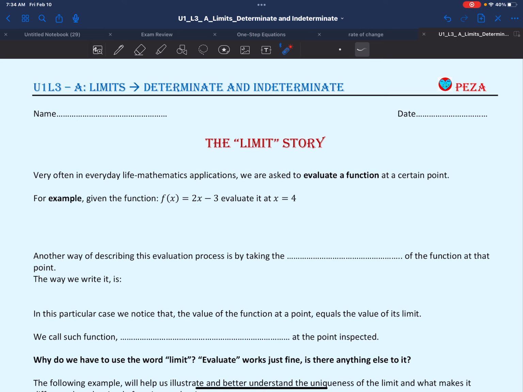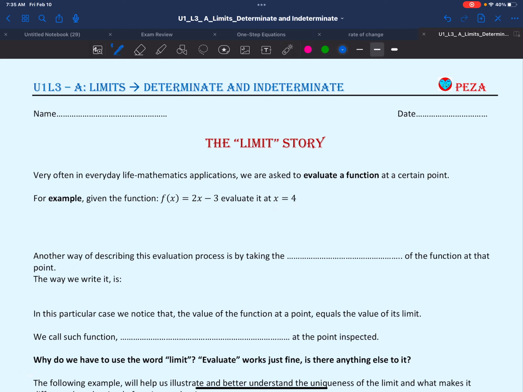Remember that very often when we solve word problems in math, we have to evaluate a function at a specific point. As an example, I brought in this very humble equation of a first-degree polynomial function, f of x equals 2x minus 3. We're asked to evaluate it at 4.